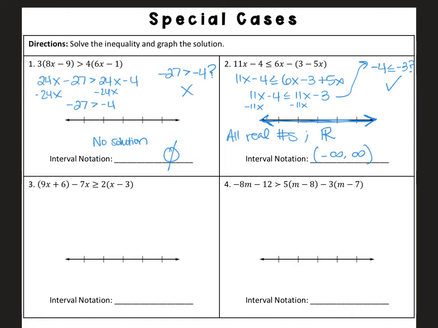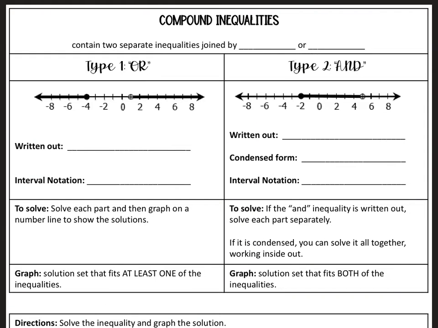If it's a true statement, if it's a true inequality, then your solution is all real numbers. If you end up with a false statement, a false inequality, your solution is none. It's no solution. All right, so next we're going to talk about compound inequalities.